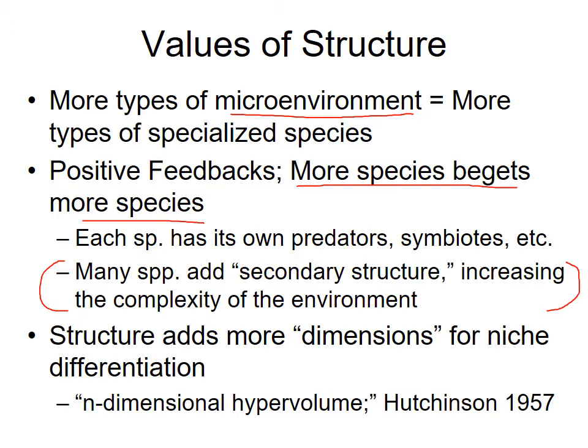And then this concept that I want to introduce on the next couple slides is the idea of niche differentiation and niche space. So structure adds more dimensions for niche differentiation, and that basically means structure adds more ways that organisms can specialize and creates a greater possibility for species to play different roles in the environment. Famous ecologist from the mid-20th century, Hutchinson, had a model of niche differentiation that he called an n-dimensional hypervolume, which sounds really complicated, but I'm going to try to explain that in the next couple slides.